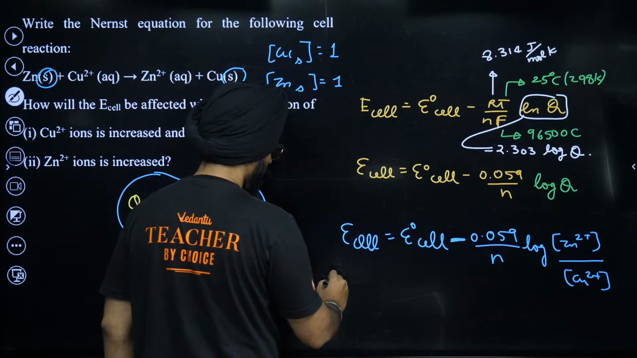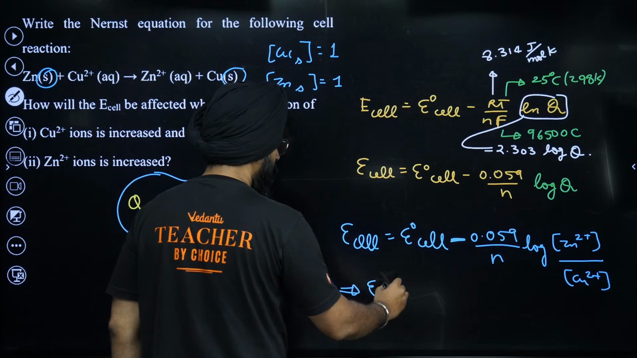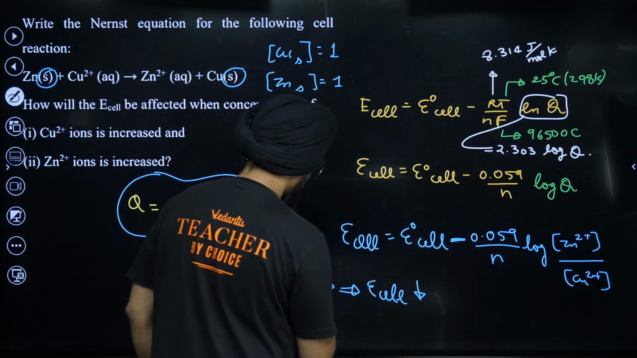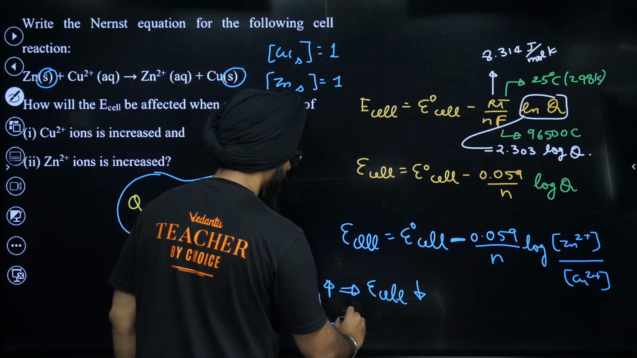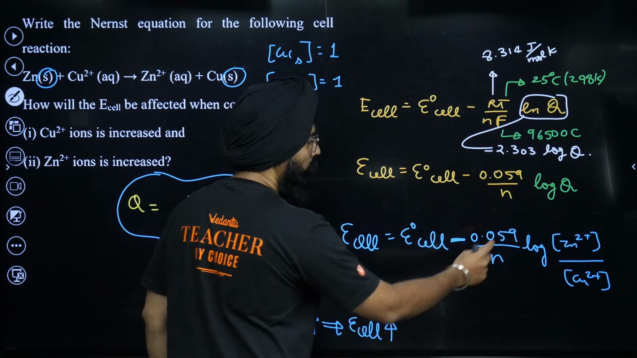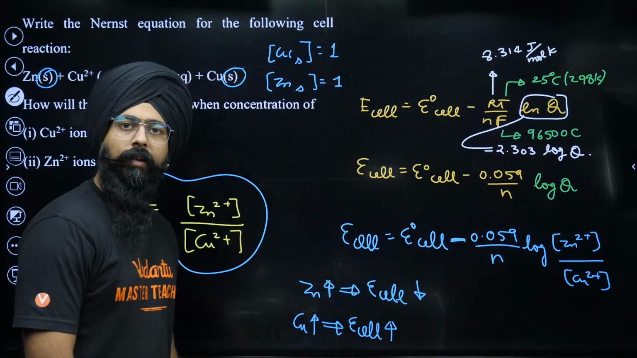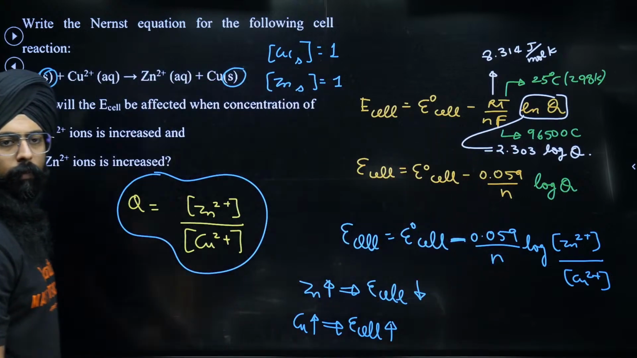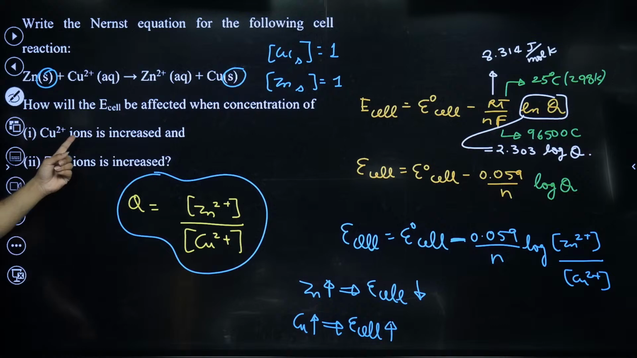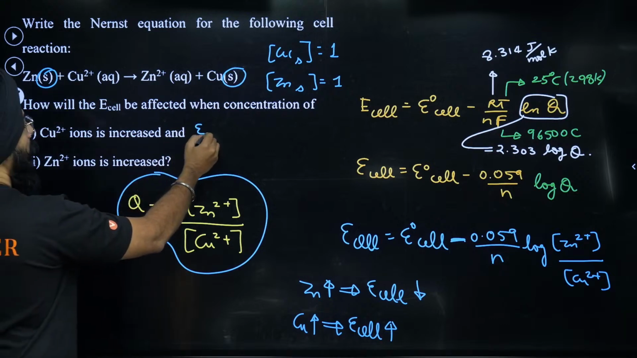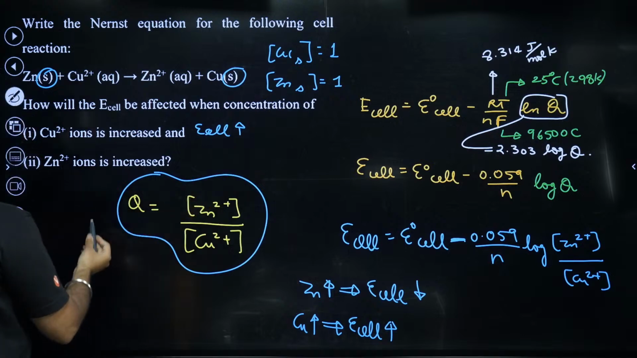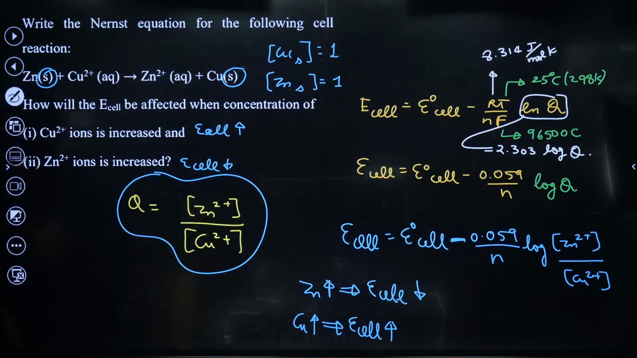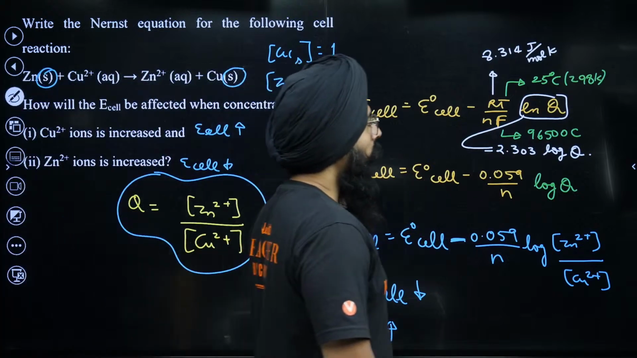So if zinc goes up, can I say that the E cell goes down? And similarly, if copper goes up, I can say that the E cell goes up, because this entire thing is mixed with a negative sign. So if you make this more, negative sign becomes more. Okay, so copper 2 positive ions are increased, E cell will increase. Zinc 2 positive ion increase, E cell will decrease. Simple application of the Nernst equation.